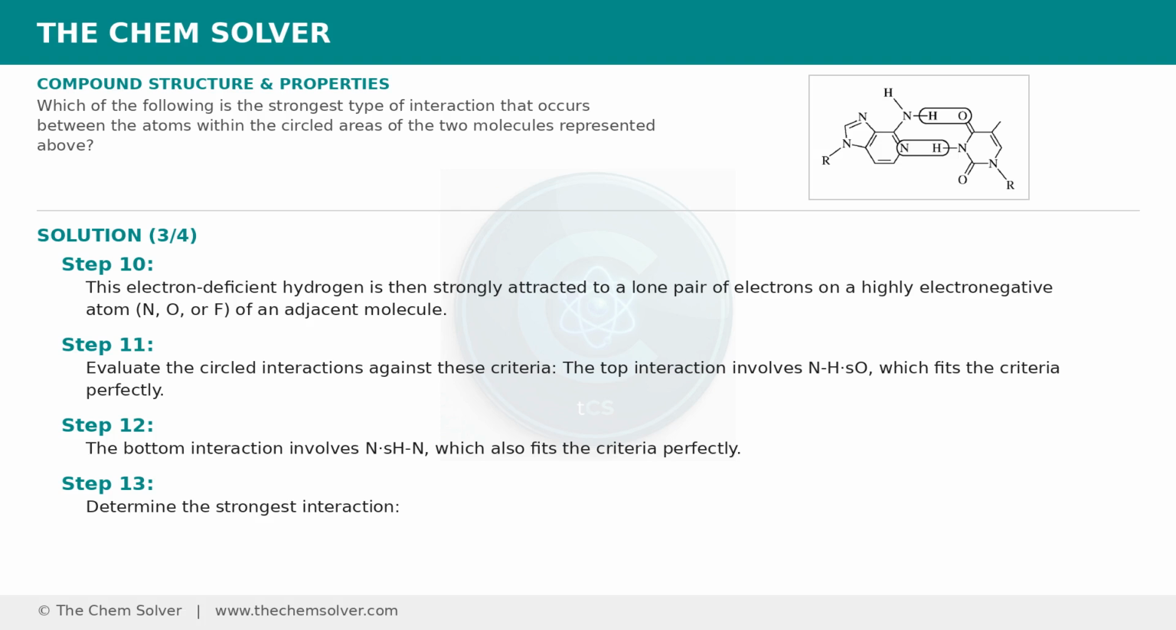Evaluate the circled interactions against these criteria. The top interaction involves N-H···O, which fits the criteria perfectly. The bottom interaction involves N···H-N, which also fits the criteria perfectly.